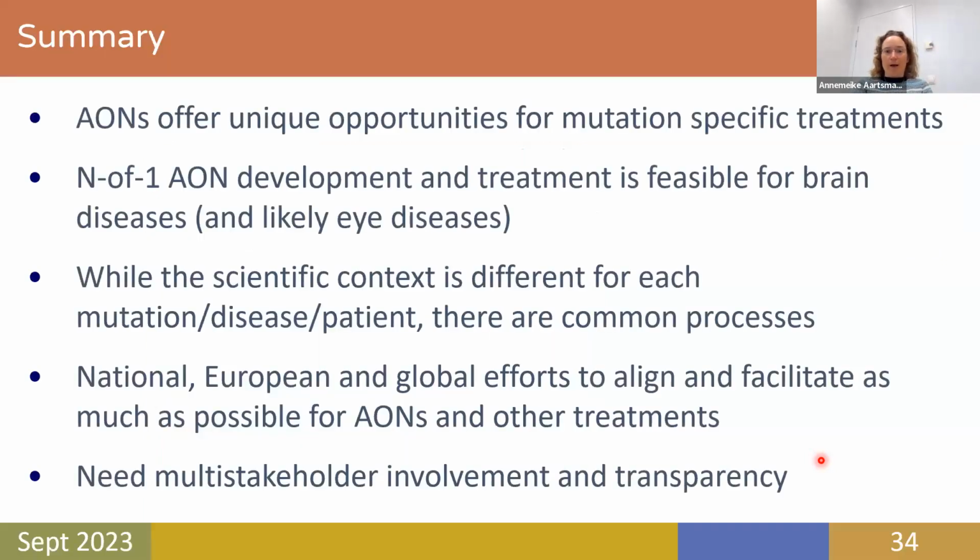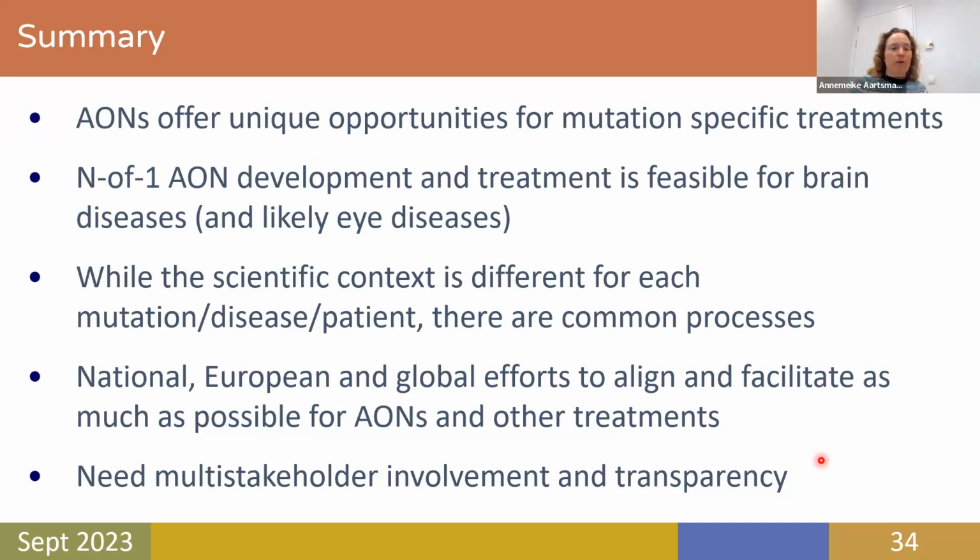So in summary, I hope I have convinced you that the AONs offer unique opportunities for mutation-specific treatment. N-of-1 AON treatment is feasible for brain diseases, likely eye diseases as well, but that's still in development. And the scientific context is different because it's mutation specific. Every time you have a mutation, you have a different disease. And even if you have the same disease and the same mutation, it will be different patients and they will be in a different stage.